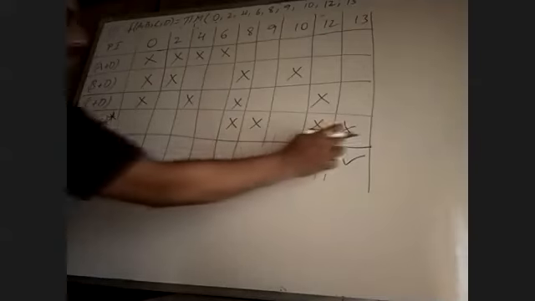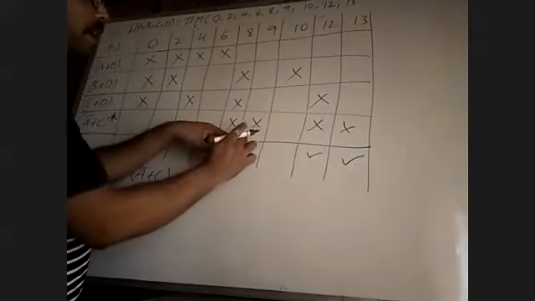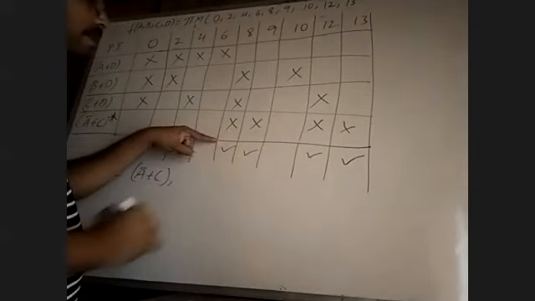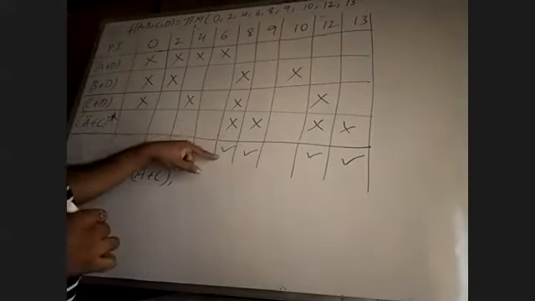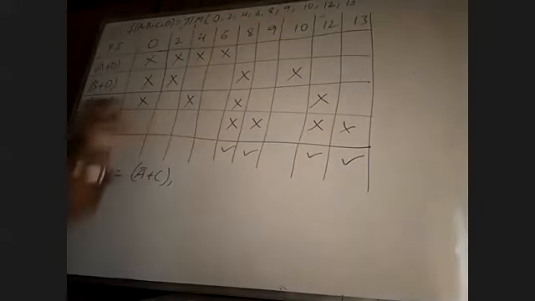What gets covered by this? In this row, wherever the cross mark is there, we can make a tick mark here. Here we have the cross mark, we take a tick mark here. Here we have a cross mark, we have a tick mark here. That is, the max terms 8, 9, 12, 13 are covered by selecting this A bar plus C.